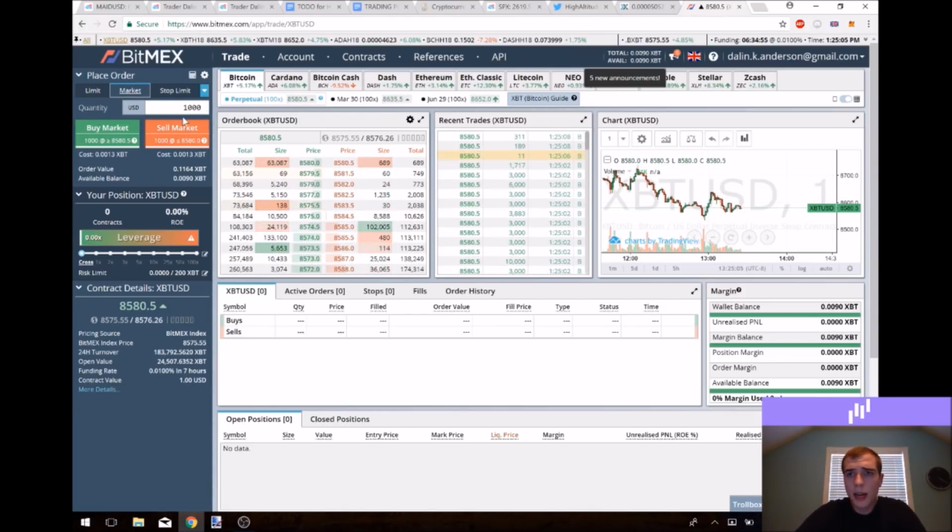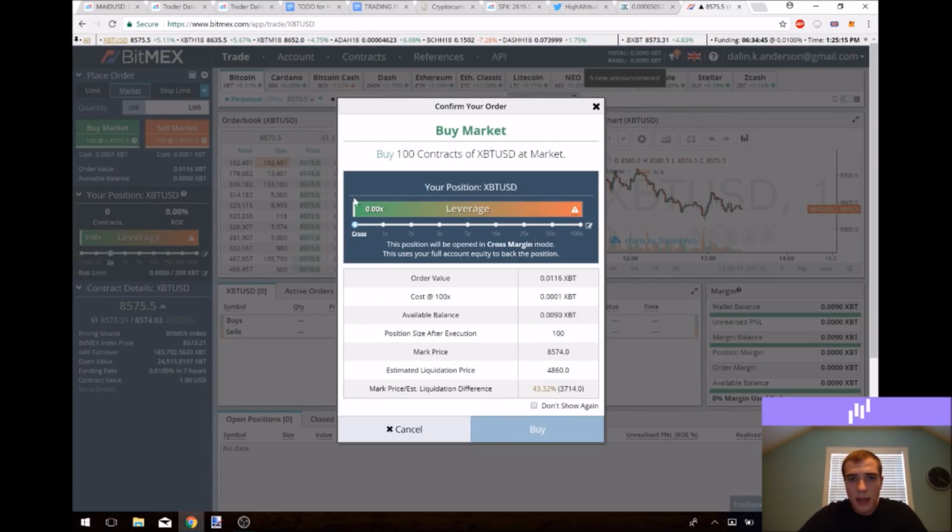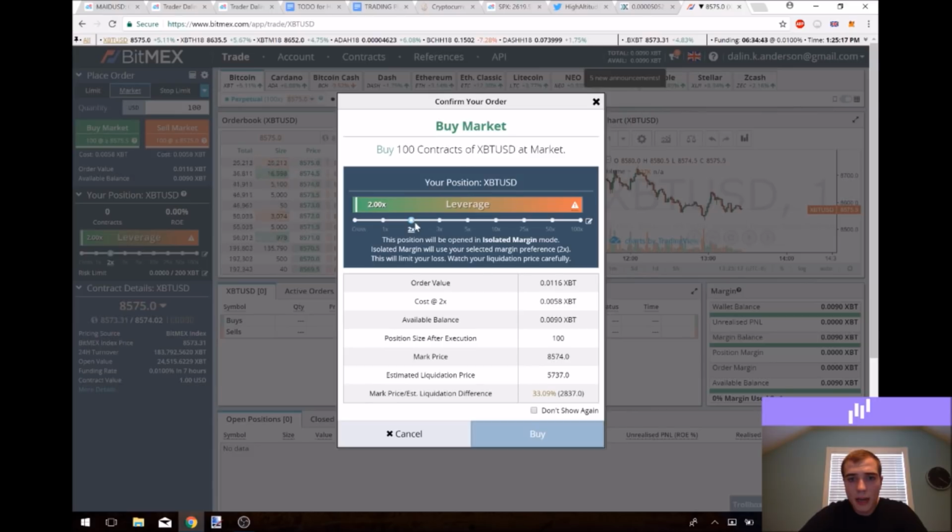So yeah, let's just go ahead and go market long 100 contracts. So we'll just buy market with 2 times leverage with 100 contracts. And then I'm just going to go ahead and it will give you all of this information here. It says order value, the cost of the order, your available balance, the position size after you execute it, your mark price, and your estimated liquidation price.